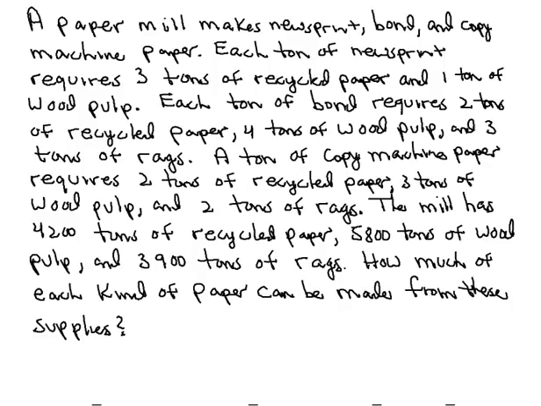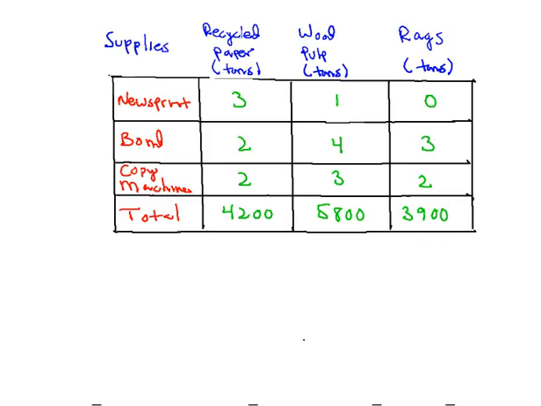So we'll next organize the information, and I think what we'll do in this case is to organize the information into a chart for convenience. I've organized the information in a chart in this problem to make it easier to decide what equations we need to write to solve the problem. And so you can see listed off to the left here in red are the 3 types of paper: newsprint, bond, and copy machine. And across the top I've listed the supplies that are used to make each kind of paper: the recycled paper, the wood pulp, and the rags.